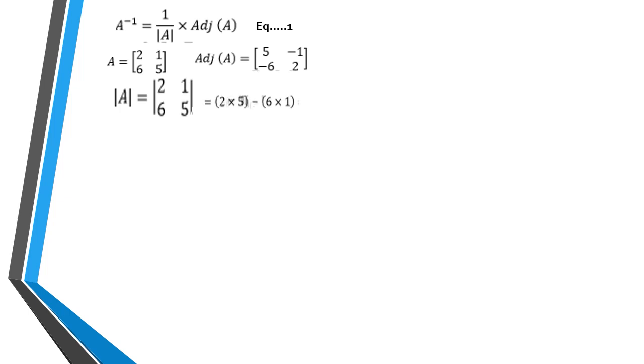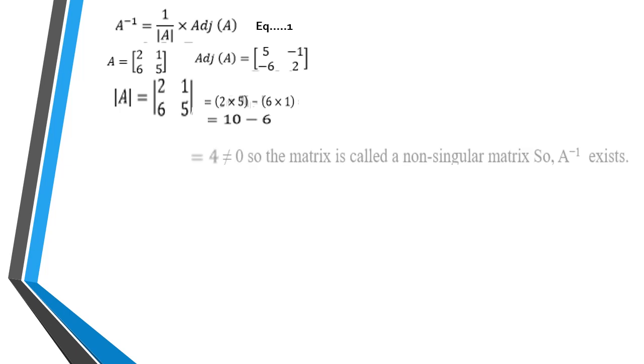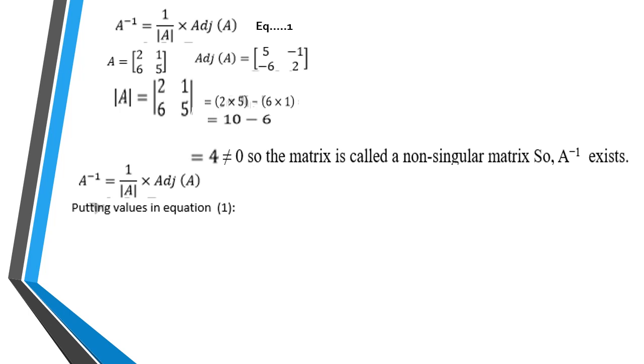Multiplying the numbers, 2 into 5 minus 6 into 1. 2 5s are 10 minus 6 1s are 6. 10 minus 6 is equal to 4. 4 is not equal to 0, so the matrix is called a non-singular matrix. So A inverse exists. Now put the value of A determinant and adjoint of A over here. After putting the value, you will get the result 1 by 4 multiply with matrix 5, minus 1, minus 6 and 2.